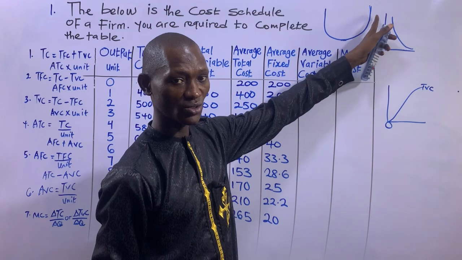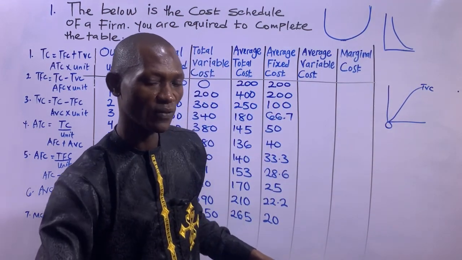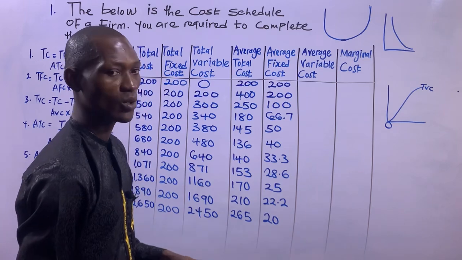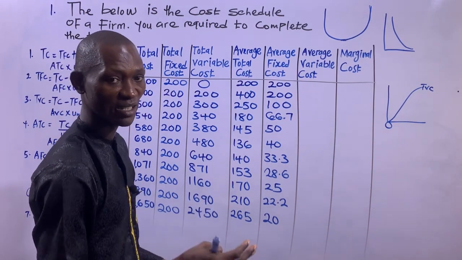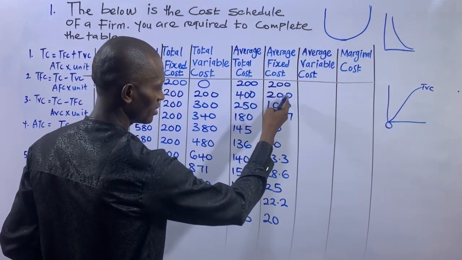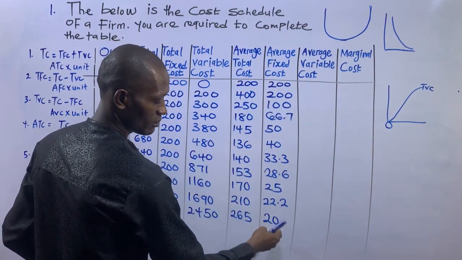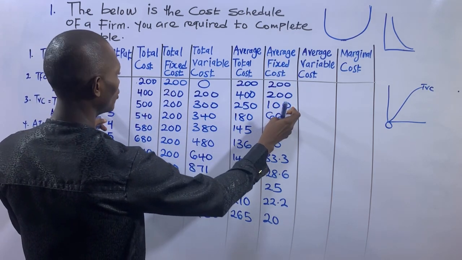It will neither touch the y-axis nor the x-axis, but it will continue to fall and fall and fall. And that's what we mean by average fixed cost varies per unit. So it varies per unit. You can see it varies. It's per unit. Like for 2 units, the average fixed cost is 100.